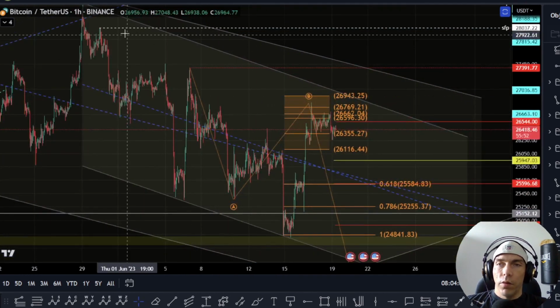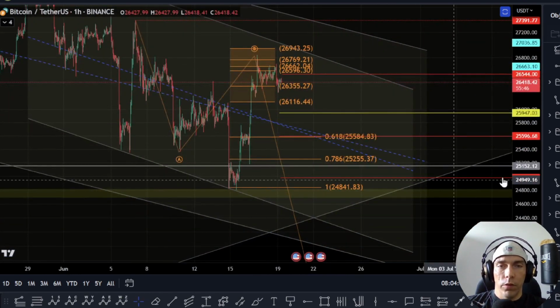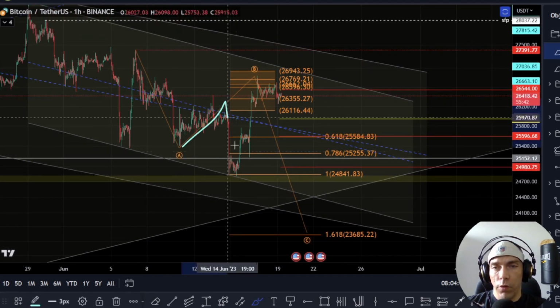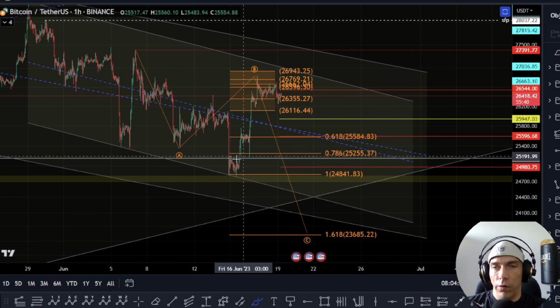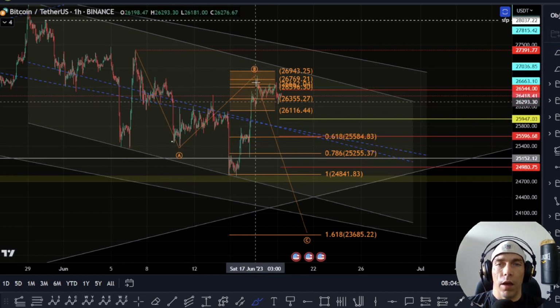Another thing we talked about is that it's still actually possible that we are in a bigger W, an X, and a Y here. And what we could still see is a push to the downside. Now, what we need to be careful of here is that we could potentially argue this is a flat in itself here. And if this is 1, 2, 3, 4, 5, that could be completed up here.